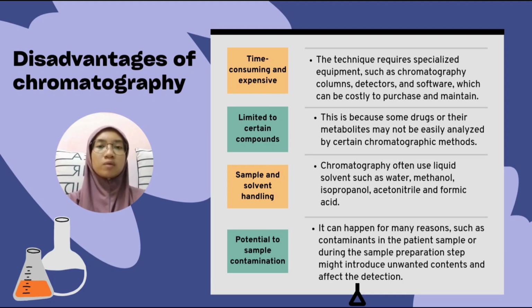Other than that, chromatography is also limited to certain compounds. This is because some drugs or their metabolites may not be easily analyzed by certain chromatographic methods. For example, non-volatile compounds are not suitable for gas chromatography. Different substances may require different chromatography conditions or methods, necessitating flexibility and adaptability in the laboratory.